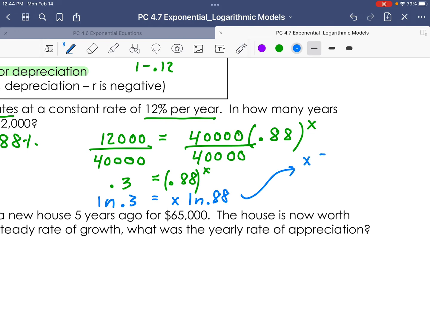So again, always show all of your steps, what you're plugging into your calculator, in case you make a mistake. Show that, then use your calculator. x is approximately, to 3 decimal places, 9.418 years. Okay.